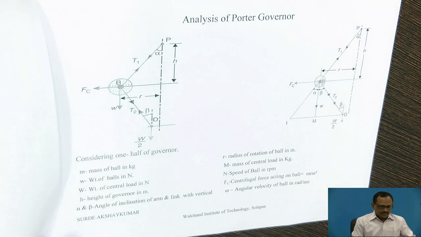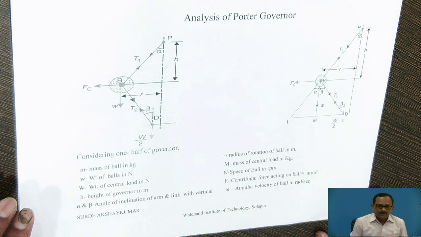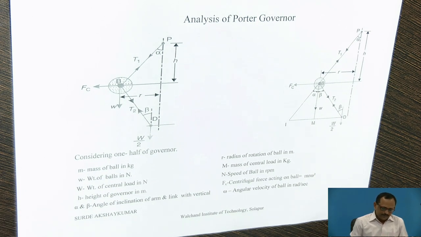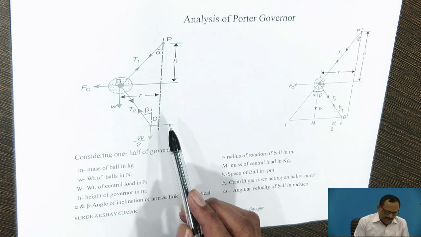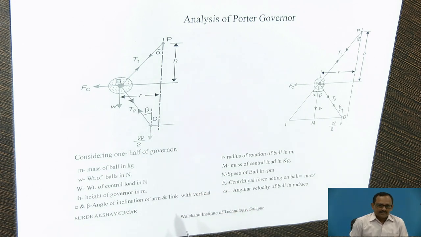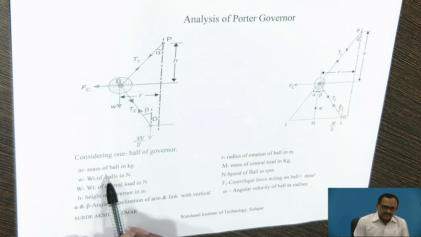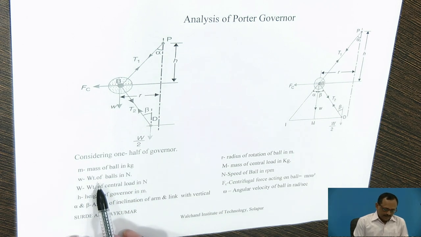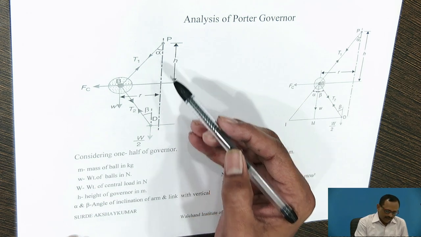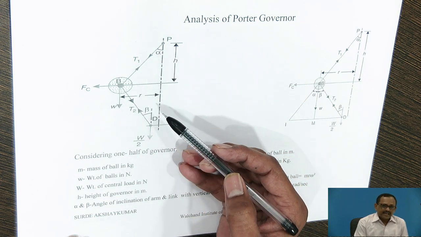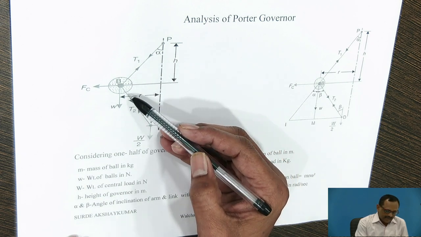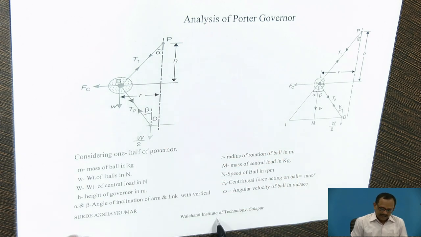Secondly, we will see the analysis of the governor. For this purpose, we will consider half of the portion of the governor, where m is the mass of the ball in kg, w is the weight of the ball in newton, capital W is the weight of the central load in newton, h is the height of the governor in meter, alpha and beta are the angles of inclination of the arm and the link with the vertical.